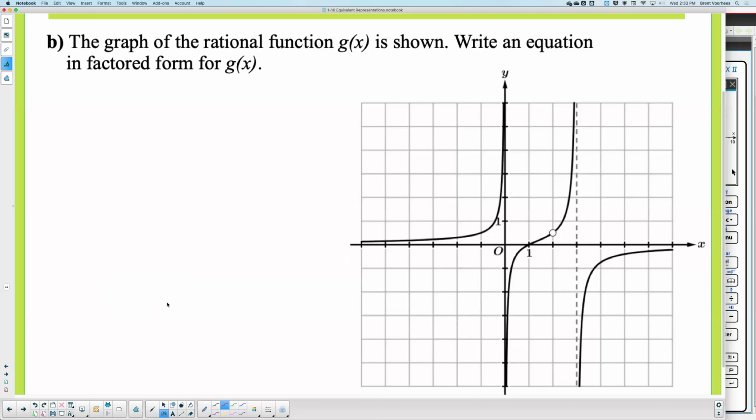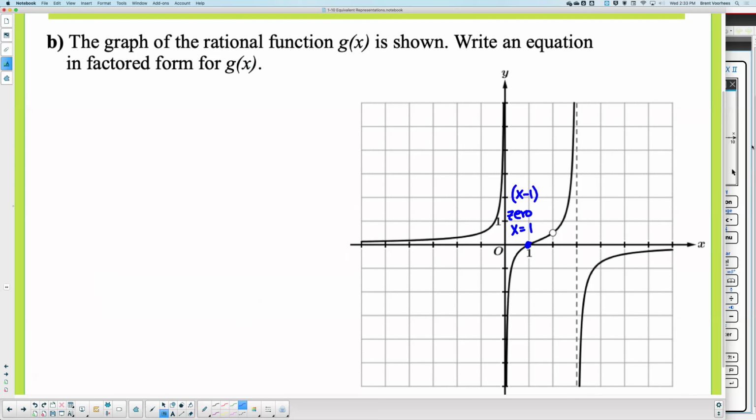What key features do you see? Zeros, how many zeros do you see? 1, 0, where's it located? At x equals 1. Okay, so if that's a 0 at x equals 1, what factor did that come from?